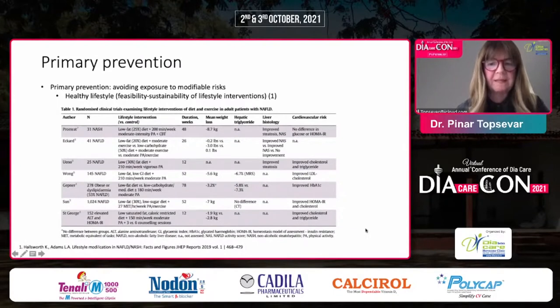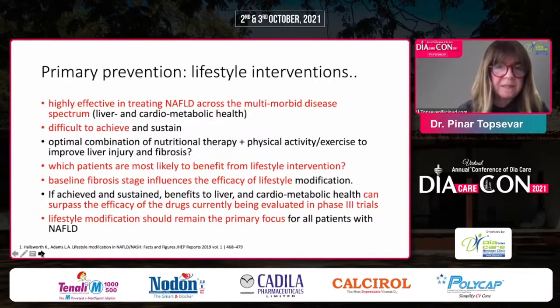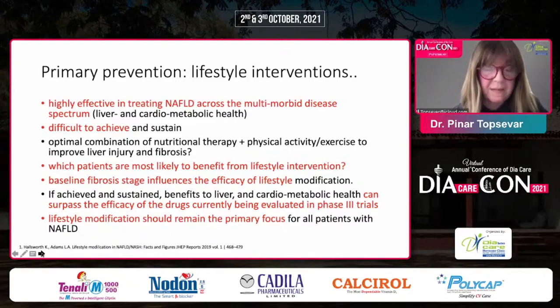Remember I was talking about the fact that lifestyle is a very good way to prevent non-alcoholic fatty liver disease. And here we see the different lifestyle trials. They are effective, but the downside, as I said, would be the sustainability of the effect, very similar to the case of type 2 diabetes and healthy lifestyle. Lifestyle modification, it says in the literature, should remain the primary focus for all patients to prevent and manage non-alcoholic fatty liver disease. But there's a lot we still need to know.